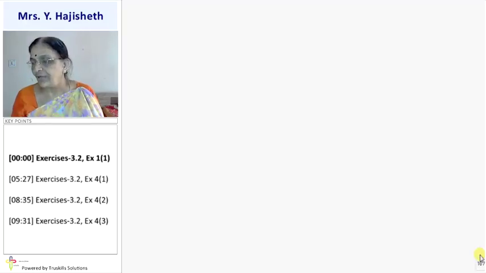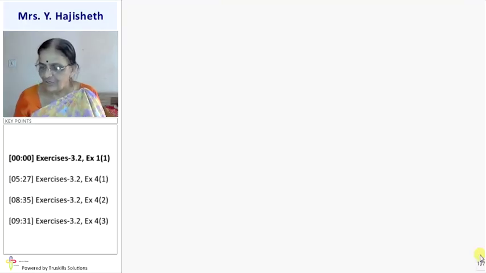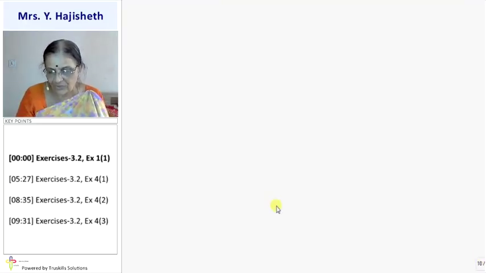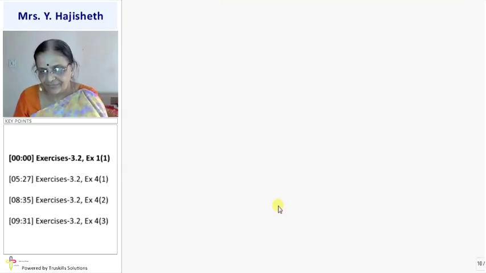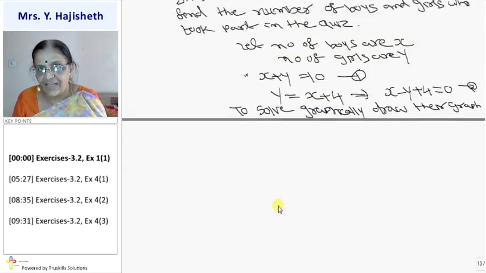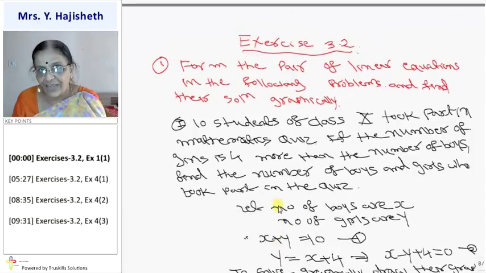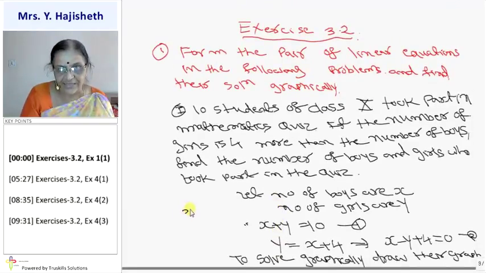I formed the table: x 0, then y 10; y 0, then x 10. The graph of x plus y is 10 passes through (10, 0) and (0, 10), and the other equation passes through (-4, 0) and (0, 4). Both intersect at (3, 7). It was not exact, but I told you that if you draw on graph paper you will get the exact answer. If I solve them, I will get x is 3 and y is 7, okay?